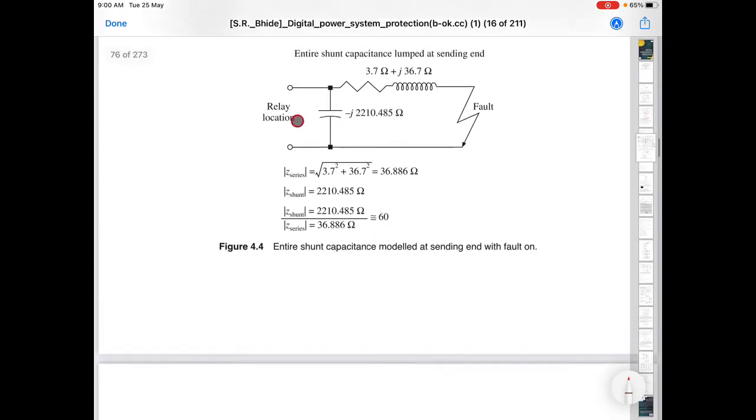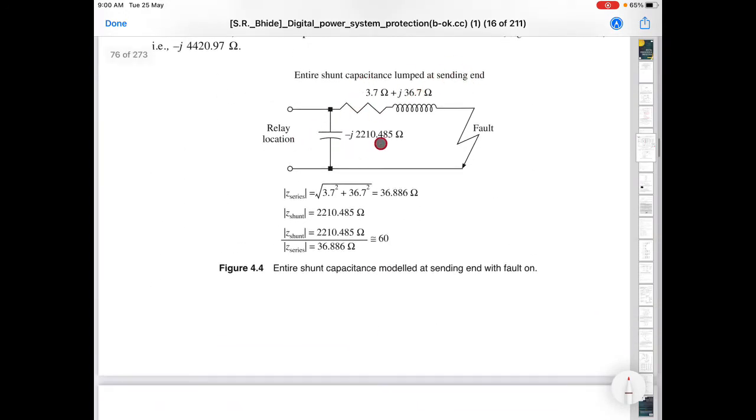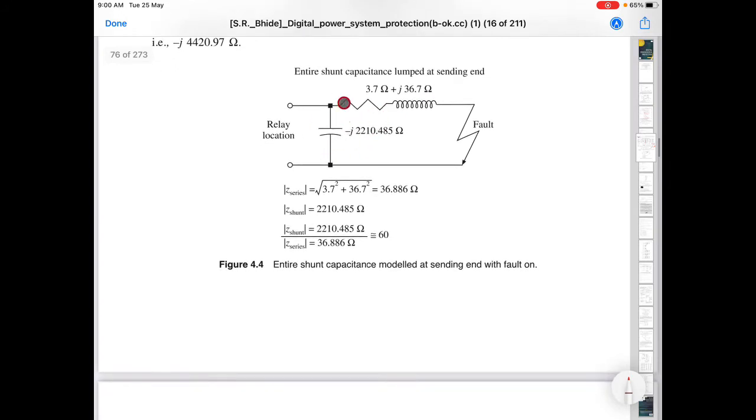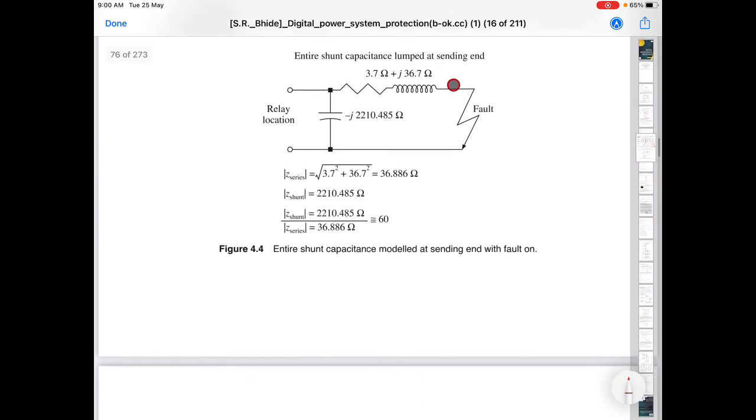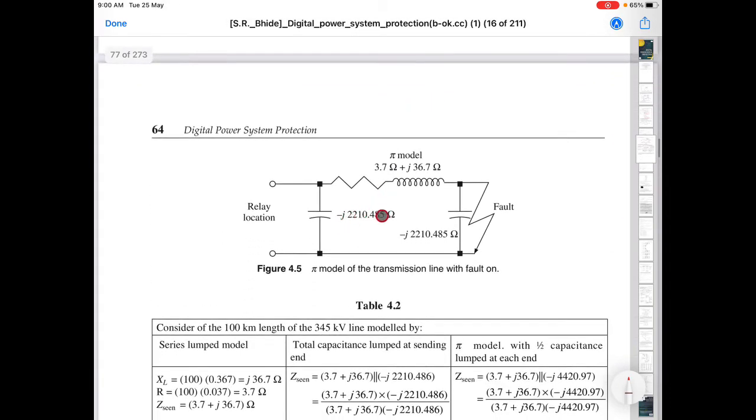This is lumped only at sending end. This is an example of a circuit of shunt capacitance lumped at sending end. Here it is distributed both at sending end and receiving end. Fault may have occurred at any place, maybe at the midpoint or at receiving end or sending end, okay. Here they have considered at some point. Considering that, we assume that the capacitance is distributed throughout, and instead of distributed, we have lumped it at sending end and receiving end.